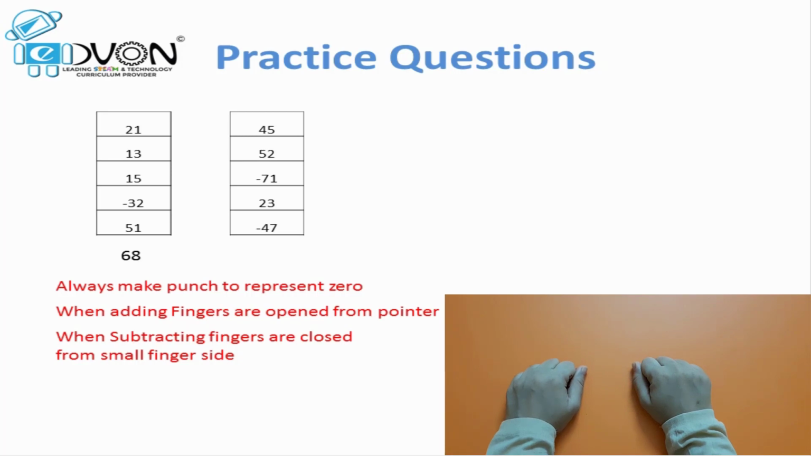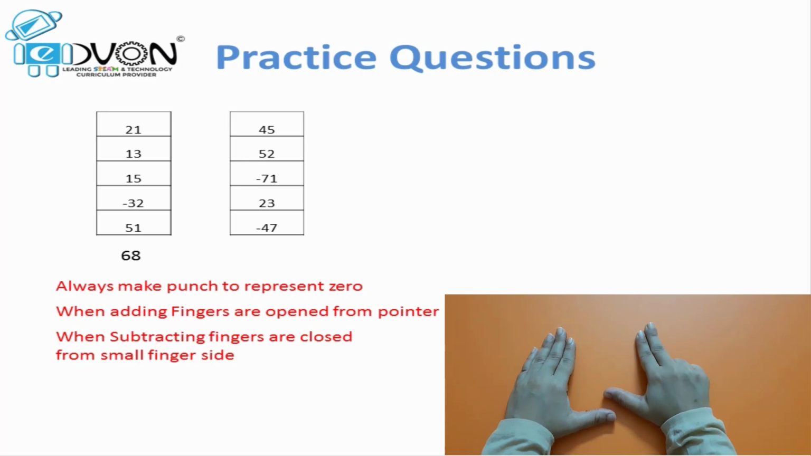Second question is 45. We will open 4 fingers on left hand and thumb on right hand. Plus 52. To add 52, we will open thumb on left hand and 2 fingers on right hand. Minus 71. To subtract 71, we will close thumb and 2 fingers on left hand and 1 finger from right hand. Plus 23. We will open 2 fingers on left hand and 3 fingers on right hand.